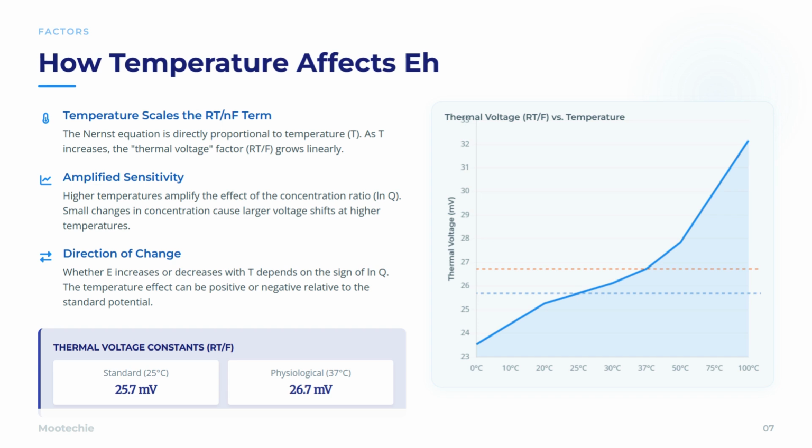The direction of change in E with temperature depends on the sign of the natural log of Q. This means the temperature effect can either increase or decrease the potential relative to the standard value. A table of thermal voltage constants shows how RT over F changes with temperature. For example, at 0 degrees Celsius, it's 23 millivolts, at the standard 25 degrees Celsius, it's 25.7 millivolts, and at a physiological 37 degrees Celsius, it's 26.7 millivolts, with values for other temperatures like 100 degrees Celsius also shown.